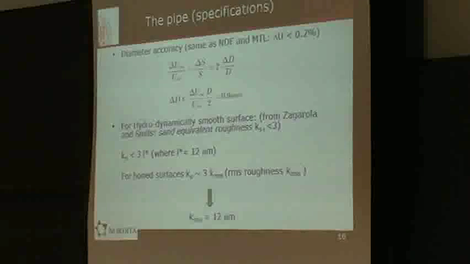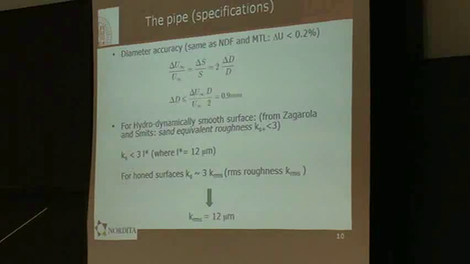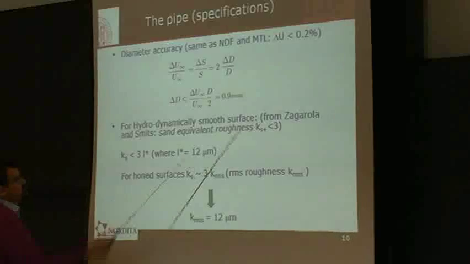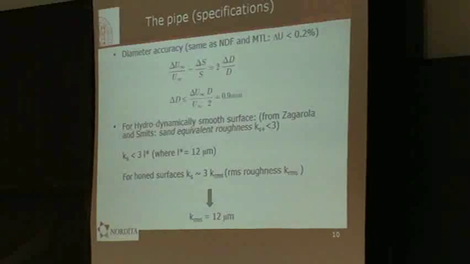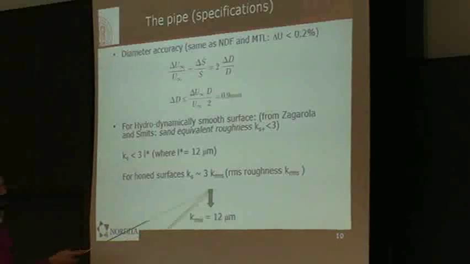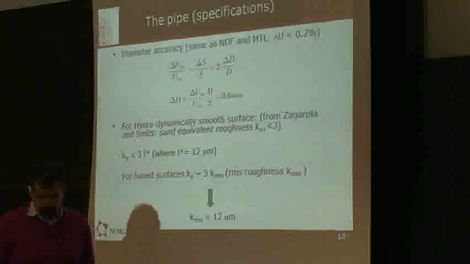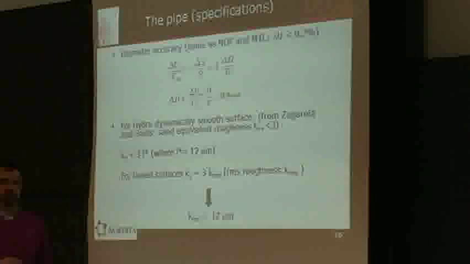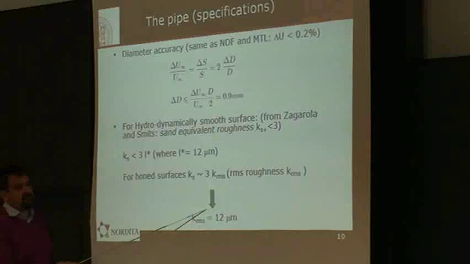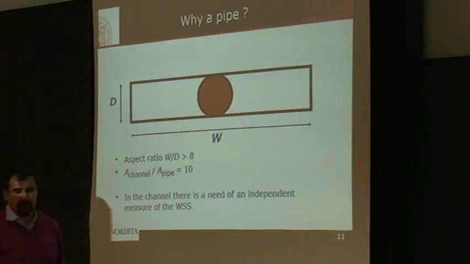As far as roughness is concerned, if you take Zagarola and Smith, for a hydrodynamically smooth surface they state that k_s+ should be less than 3, so the roughness should be less than 3 viscous lengths. So this is our root mean square roughness that we have to limit for this experiment. This is a value that is not really a big deal. We will see it can be reached with most of the techniques available.